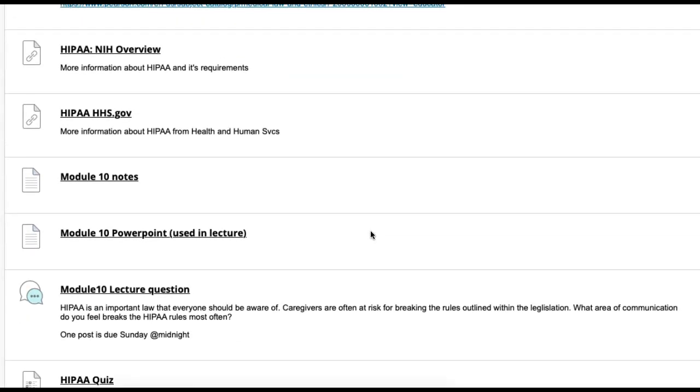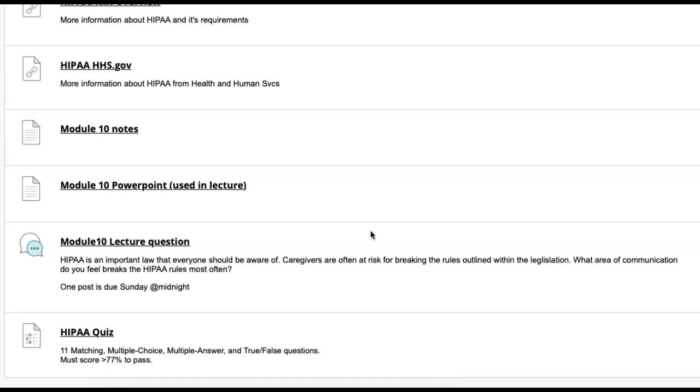You have some important information you want to look at from HIPAA's perspective. Take a look at the HHS Gov website, and then also take a look at the NIH's overview of HIPAA. You do have your Module 10 lecture questions, but most importantly, you have a HIPAA quiz that's due this week.